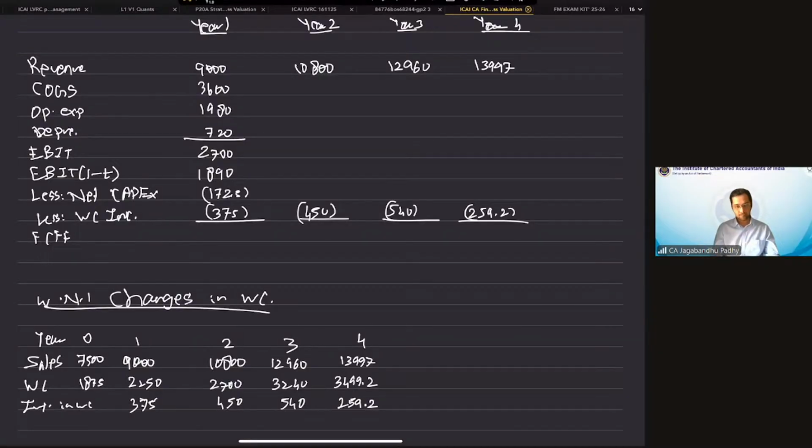Depreciation will increase by 15% or 20%? Depreciation will increase by 20%. But the net capex is going to change by 15%.